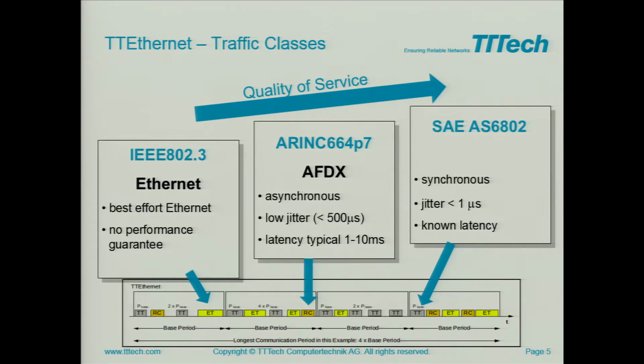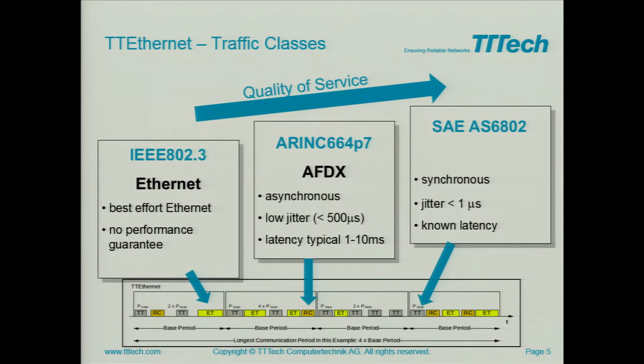In addition, there is the AFDX, or ARINC 664 Part 7, which is a rate-constrained protocol, which provides you some determinism because of a restriction of the bandwidth which is usable for a dedicated message or communication flow. And in addition, there is the SAE AS6802, which is a fully synchronous communication protocol. This means there is a synchronization between the different nodes, and based on this synchronization, the traffic is scheduled, so it's hard configured on the line, and therefore you get full determinism.